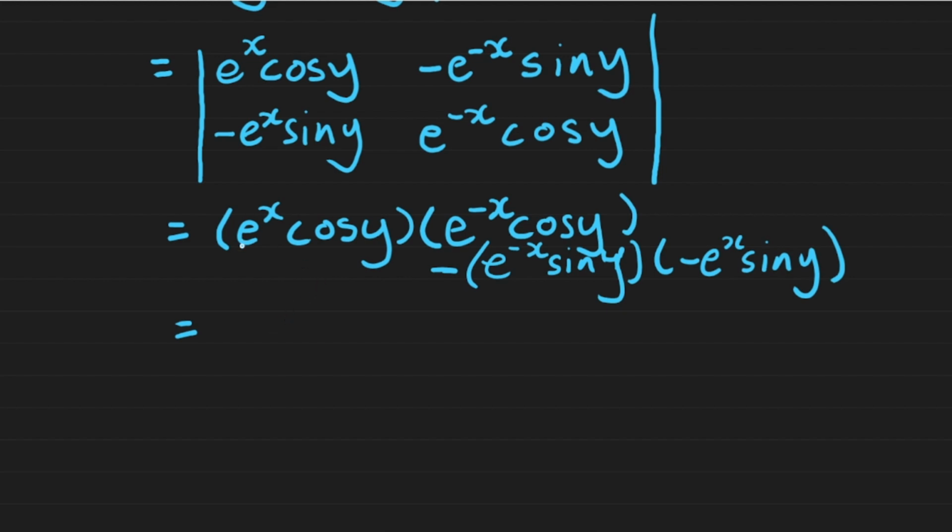So when we do that, we see that e to the power x multiplied by e to the minus x, that's e to the power 0. Anything to the power 0 is 1. So we're just left with cos times cos, which is cos squared y.